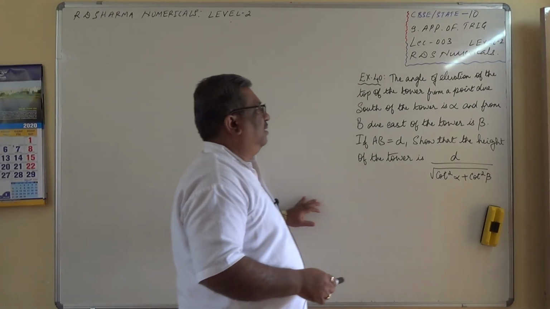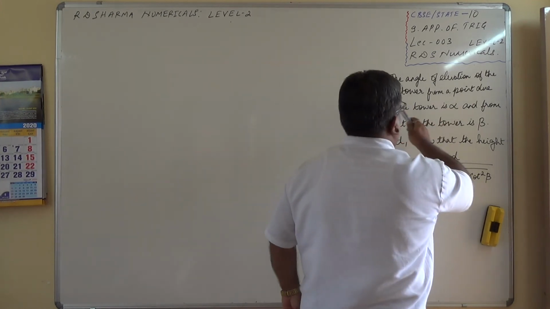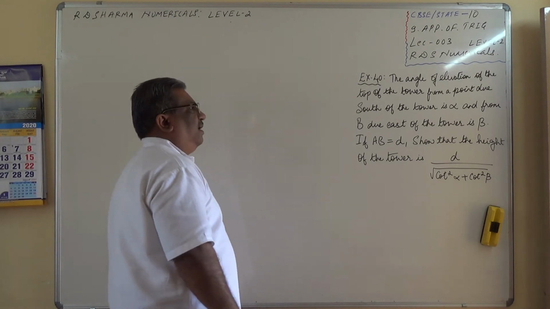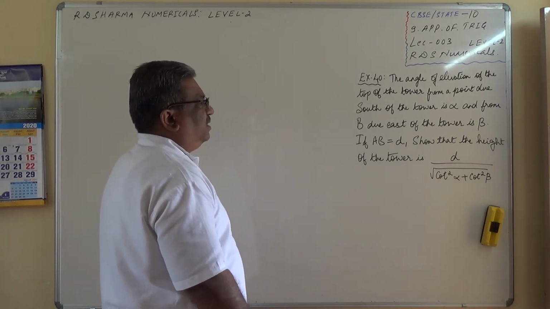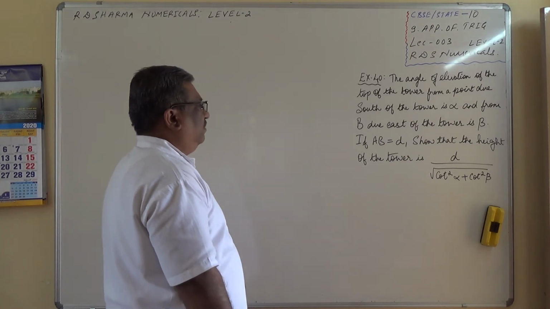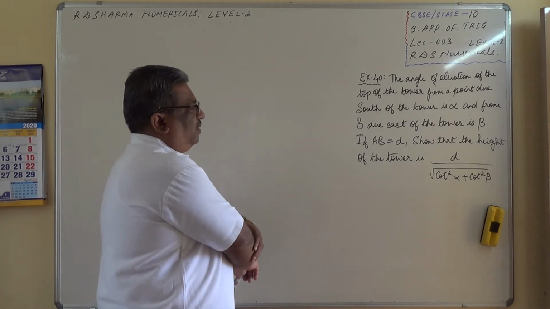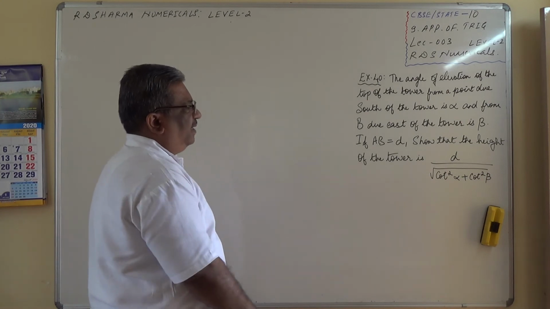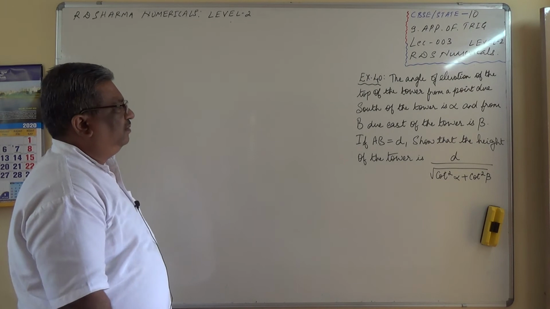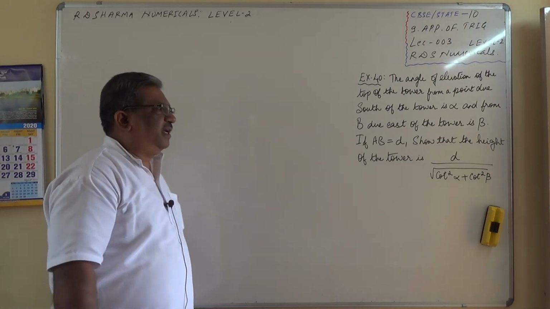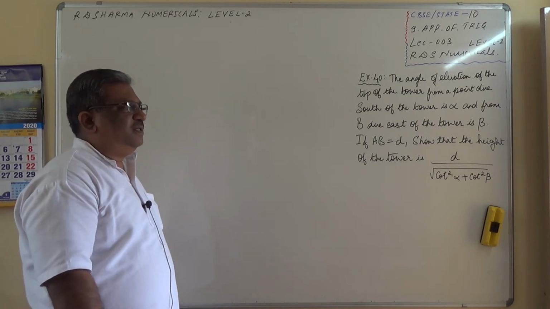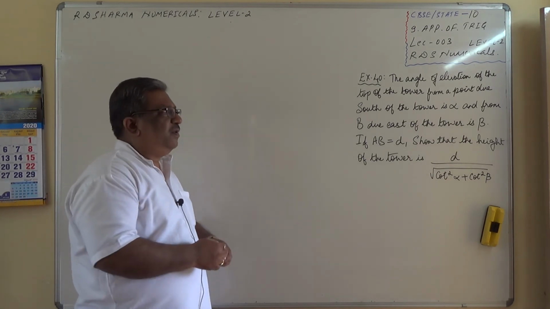Example 40. The angle of elevation of the top of the tower from a point due south of the tower is alpha, and from a point B which is due east of the tower is beta. If AB equals d, then show that the height of the tower is d divided by under root of cot square alpha plus cot square beta. This is a three-dimensional diagram. This problem requires a three-dimensional diagram.